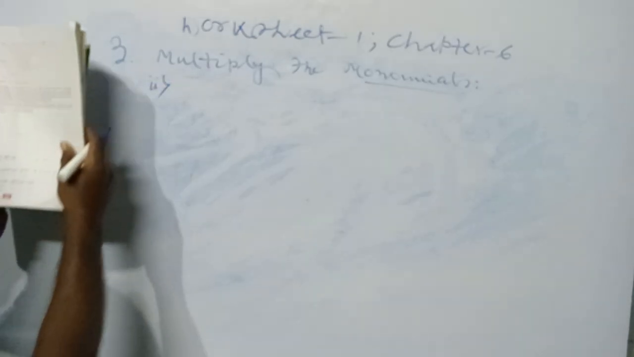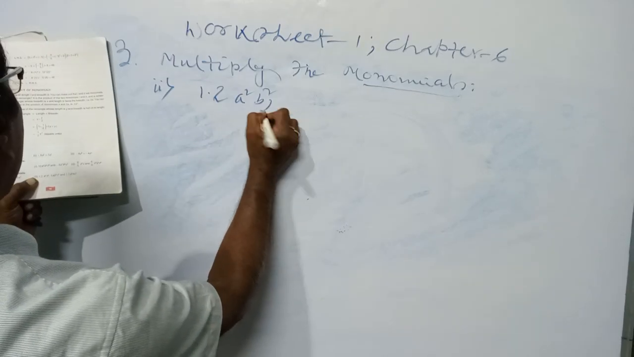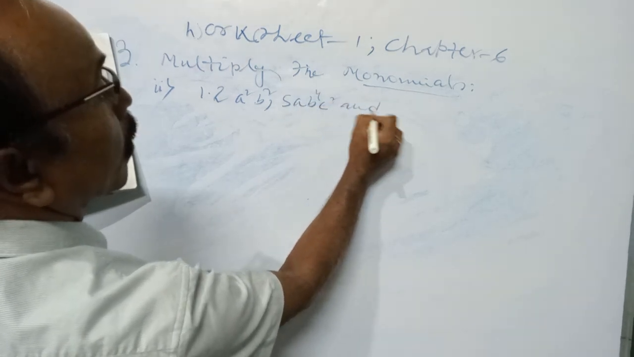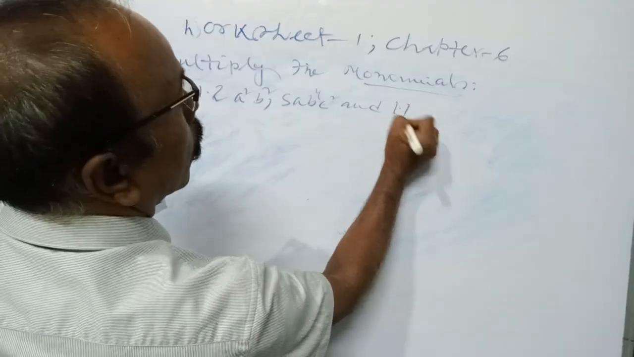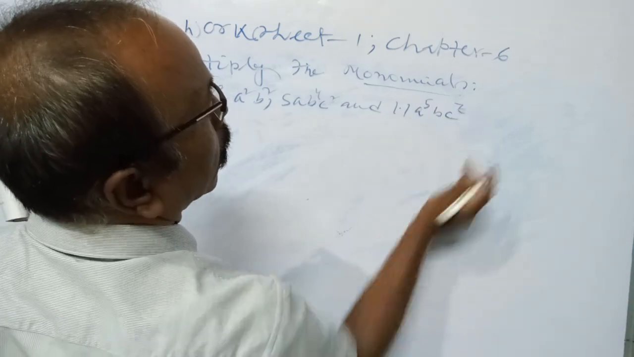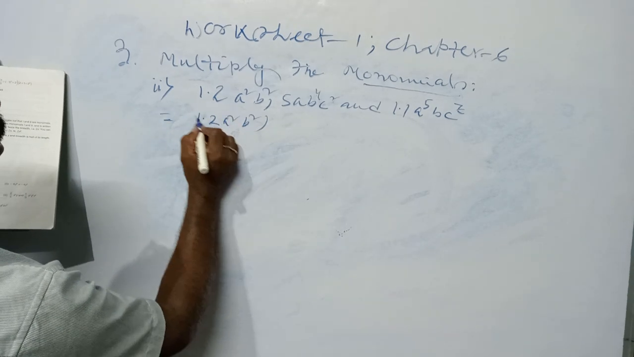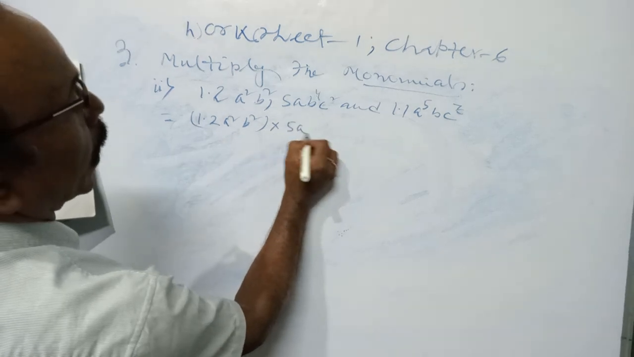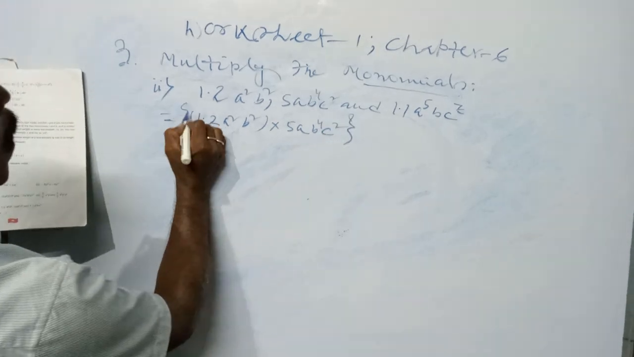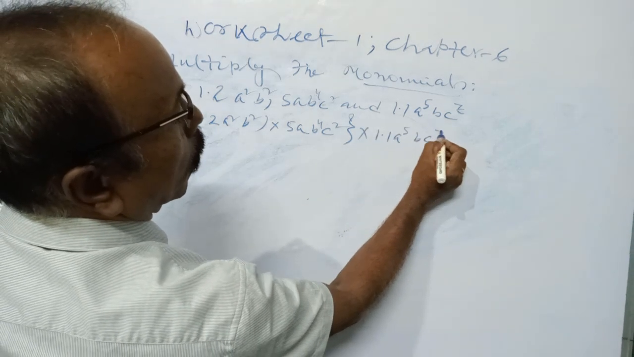Second question, 1.2 a square b square into 5 a b to the power 4 c square into 1.1 a to the power 5 b c to the power 7. My dear student, you see, 1.2 a square b square into 5 a b to the power 4 c to the power 2 into 1.1 a to the power 5 b c to the power 7. Am I clear?